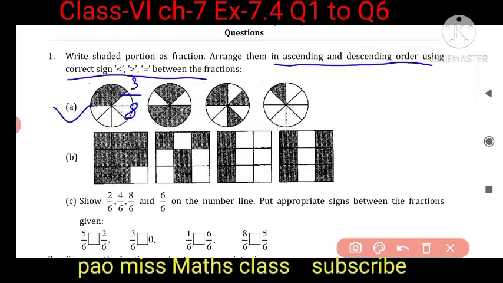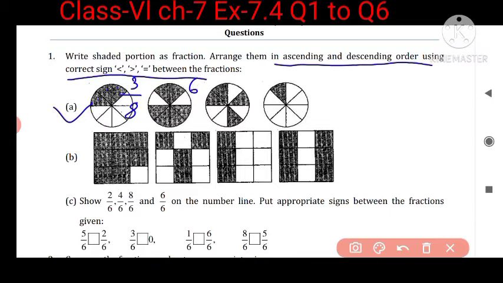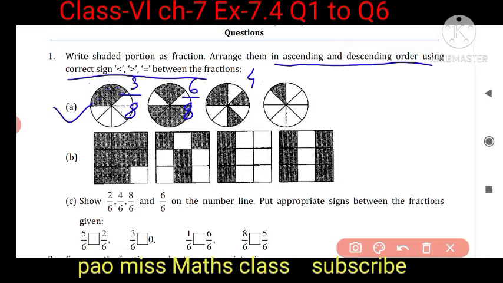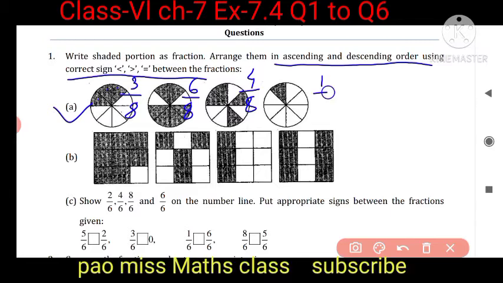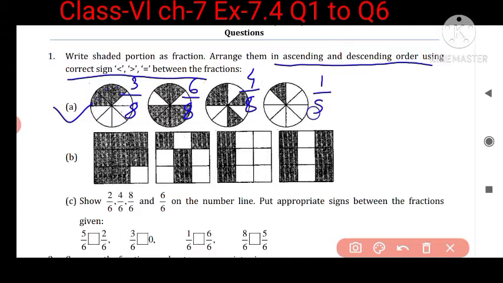1 2 3 4 5 6. 6 parts are shaded and total is 8, isn't it? So for the next one, 4 parts are shaded and total is again 8. Now for the last, how much is given? 1 upon, because only one part is shaded, that means 1 upon 8. So we got all of these.